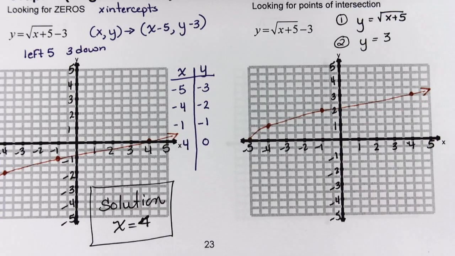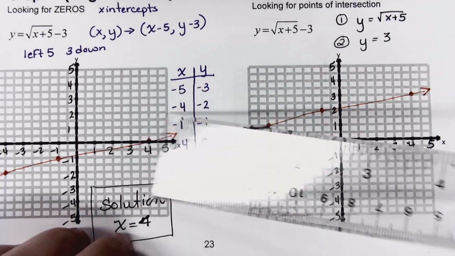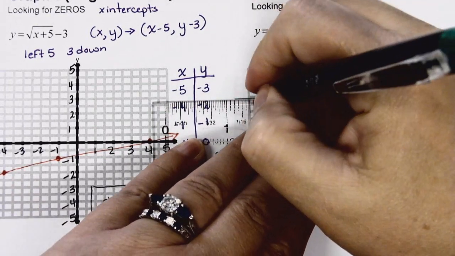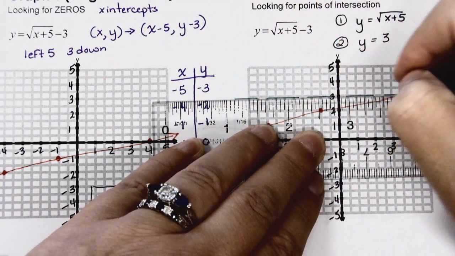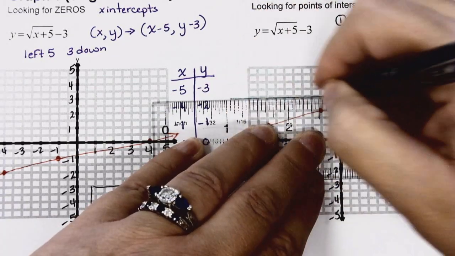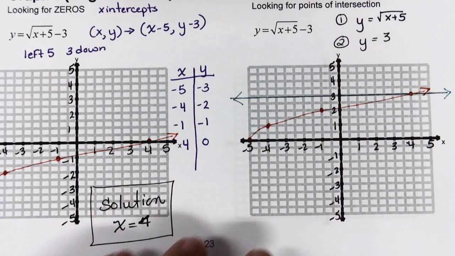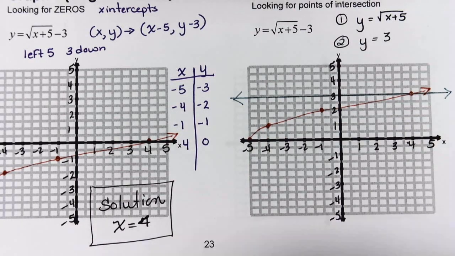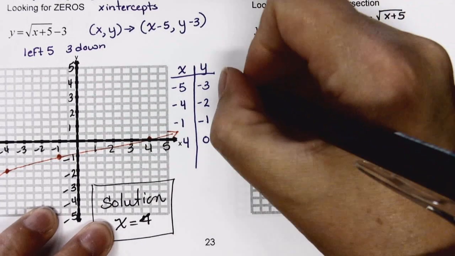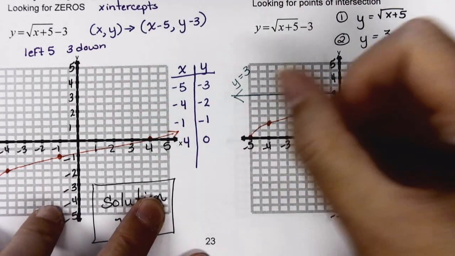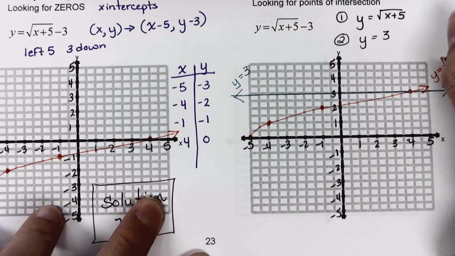I'm going to get another color, which I don't think will matter on this. And with my handy dandy ruler, I'm going to graph the y equals 3. Oh, that should be a solid line with arrows going in both directions. I now have two graphs on the same coordinate plane. So this is y equals 3, and this guy is y equals root x plus 5.